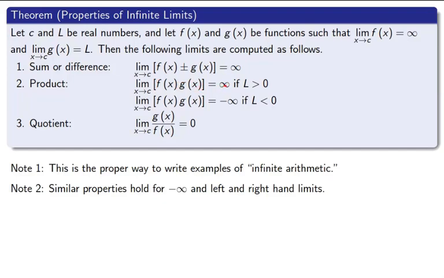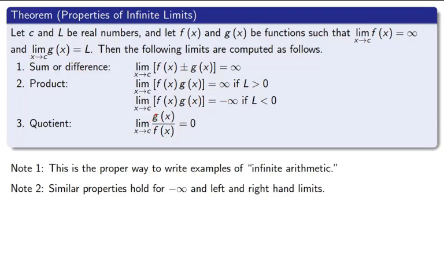The idea is that if you multiply by a positive value, you get positive infinity. By a negative value, you get negative infinity. Unofficially, you could say something like infinity plus a number is infinity. Infinity minus a number is infinity. Infinity times a positive number is infinity. And infinity times a negative number is negative infinity.